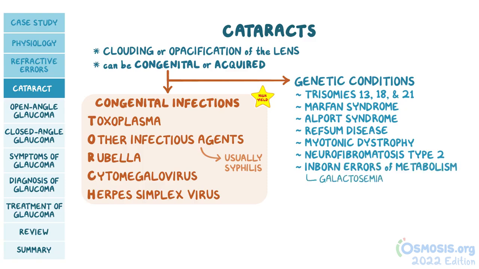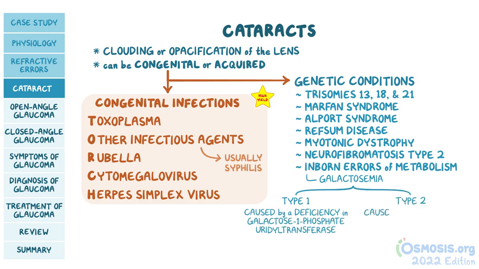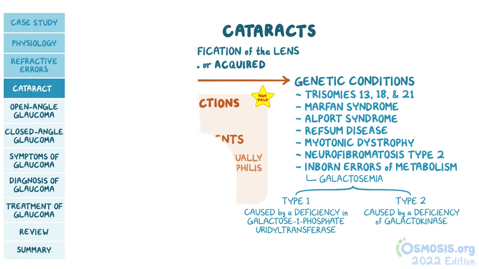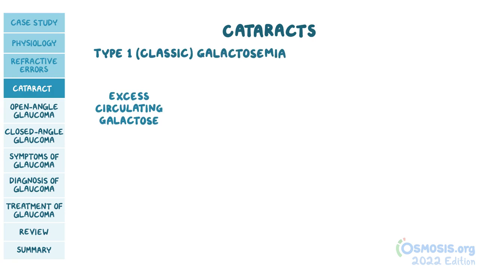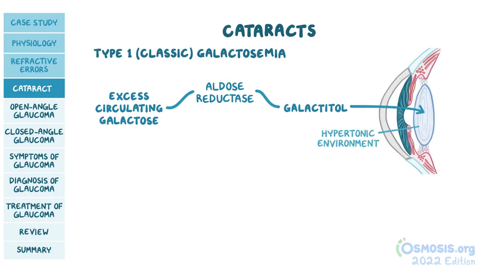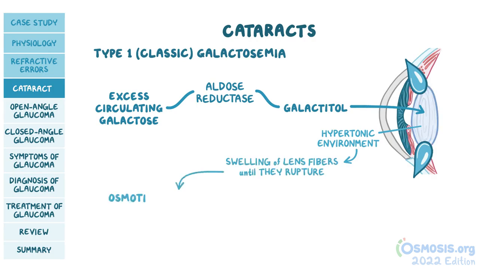For your exam, remember that galactosemia can be type 1, caused by a deficiency in galactose-1-phosphate uridyl transferase, or type 2, which is caused by a deficiency of galactokinase. Type 1 is the more common type, so it's also called classic galactosemia. Here, excess circulating galactose is converted to galactitol by the enzyme aldose reductase. Galactitol then accumulates in the lens, creating a hypertonic environment that pulls in water, results in the swelling of lens fibers until they rupture, and this is called osmotic cellular injury.